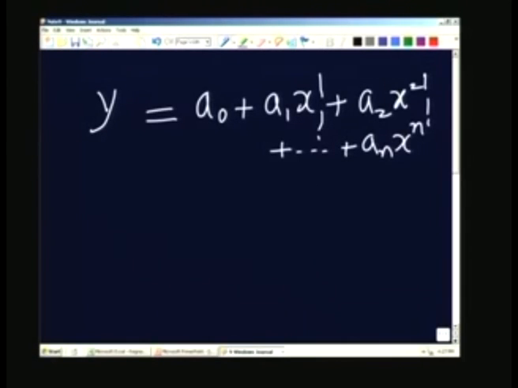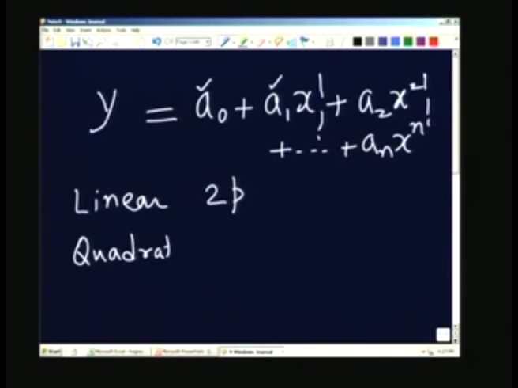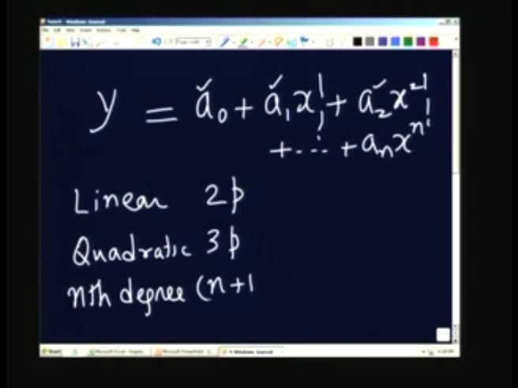And you will notice that a linear has got 2 parameters. So, linear, 2 parameters, I will just say 2p, p stands for parameter. Quadratic will be 3 parameters a0, a1, a2. So, this is 3p, and in general an nth degree polynomial has a0 up to an. So, it is n plus 1 parameters.